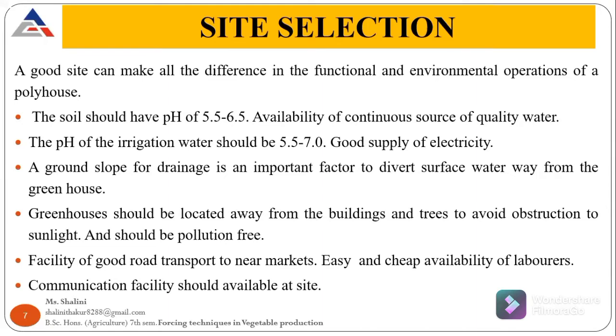Because if the surface water can't be drained out from that area, it will stay there, and there will be the problem of mosquitoes and other insects as well. Secondly, the greenhouse should be located away from all the buildings and trees.